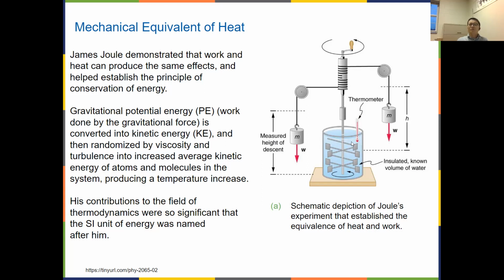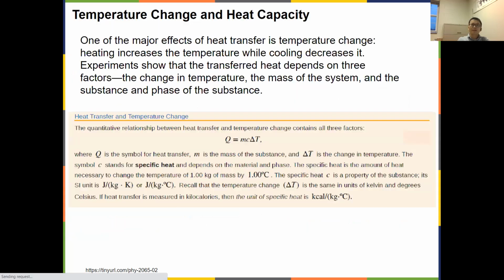And then you can calculate how much energy is added to the water, because after the water has been stirred, its temperature will increase. So the heat added can be calculated. He demonstrated that the gravitational potential energy change of the weights is equal to the heat added to the water. So he proved that heat and energy transfer are equivalent to each other. Due to his work, scientists honor him by using his name, joule, as the unit of heat or energy.